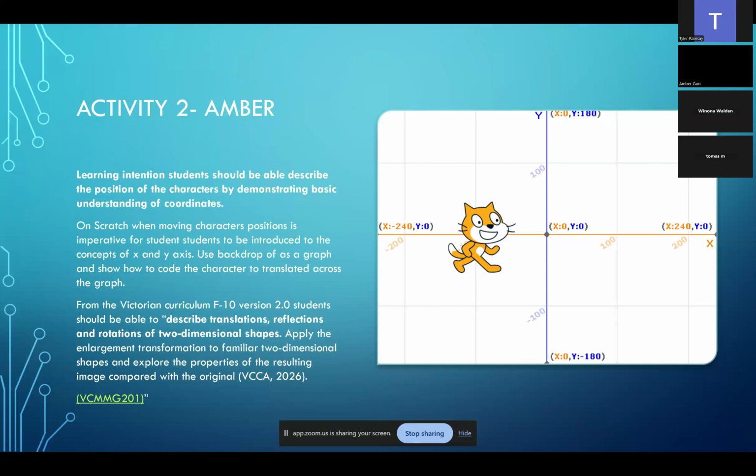In our next activity, the learning intention is that students should be able to describe the position of the characters by demonstrating an understanding of coordinates. So we're going to use the graph as a background and then show students how the characters will translate across the background described through coordinates. And from the curriculum, students should be able to describe translations and reflections and rotations of two-dimensional shapes.